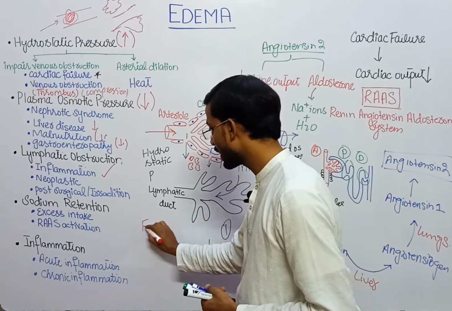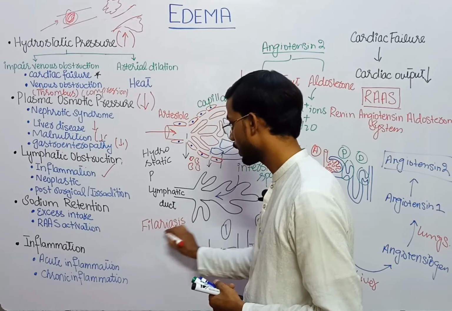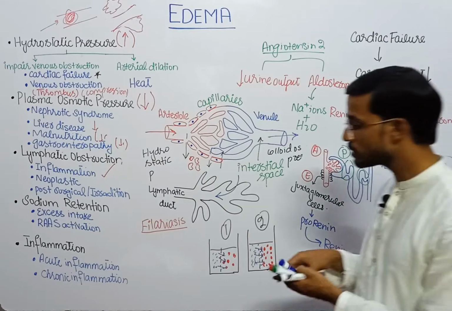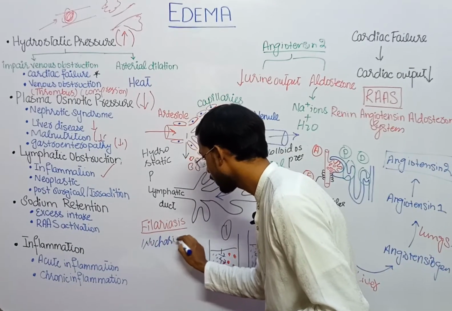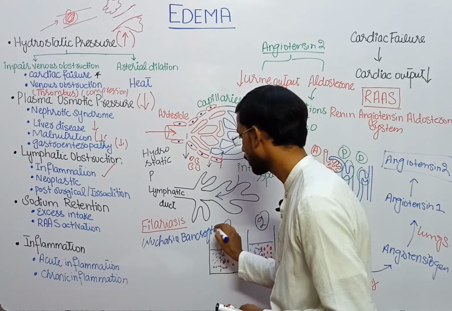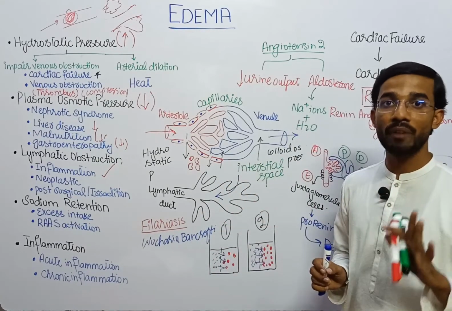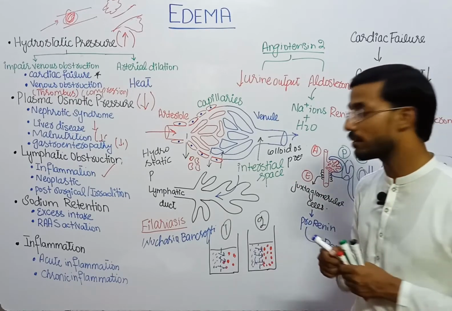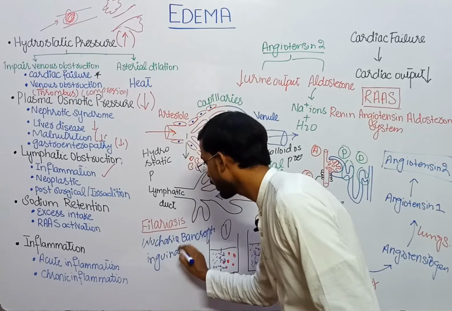In case of filariasis, this is a parasitic infection which is caused by Wuchereria bancrofti. This is a parasite which resides in the lymphatic system. In what part of the lymphatic system? In the inguinal region.